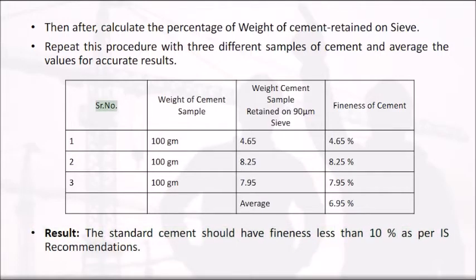Serial number, weight of cement sample, weight of cement sample retained on 90 μm sieve, fineness of cement. 1: 100 gm, 4.65, 4.65%. 2: 100 gm, 8.25, 8.25%. 3: 100 gm, 7.95, 7.95%. Average: 6.95%.